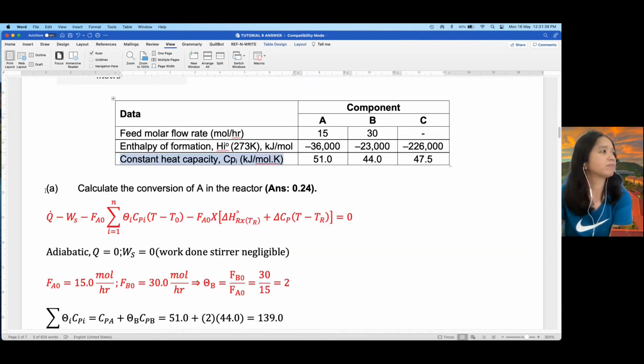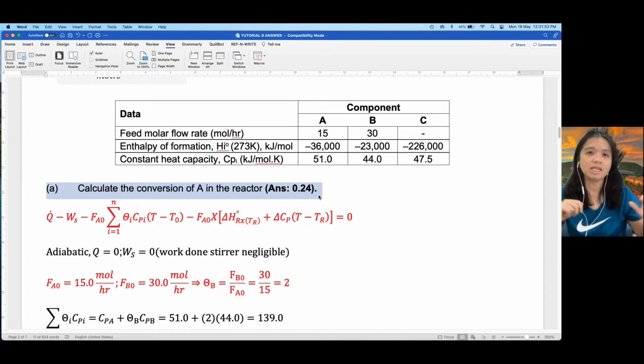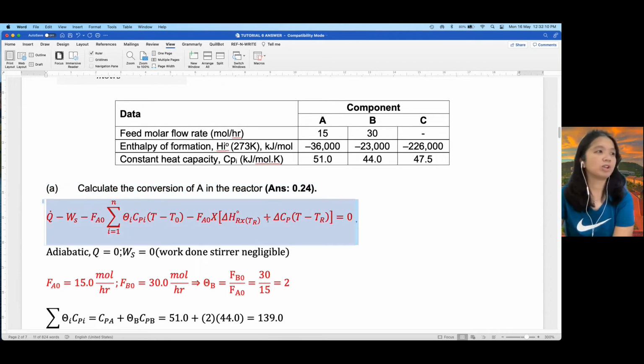The question says, calculate the conversion of A in the reactor. So we are supposed to calculate X. In this question, I know the temperature. I know my outlet temperature, or the reaction temperature T, is 600 Kelvin. So I will use this to calculate X. In comparison to question number 1, where we know X and find T, in question number 2, vice versa, we know T and want to find X. Regardless, you will still use the same equation. So we have to find the terms one by one.